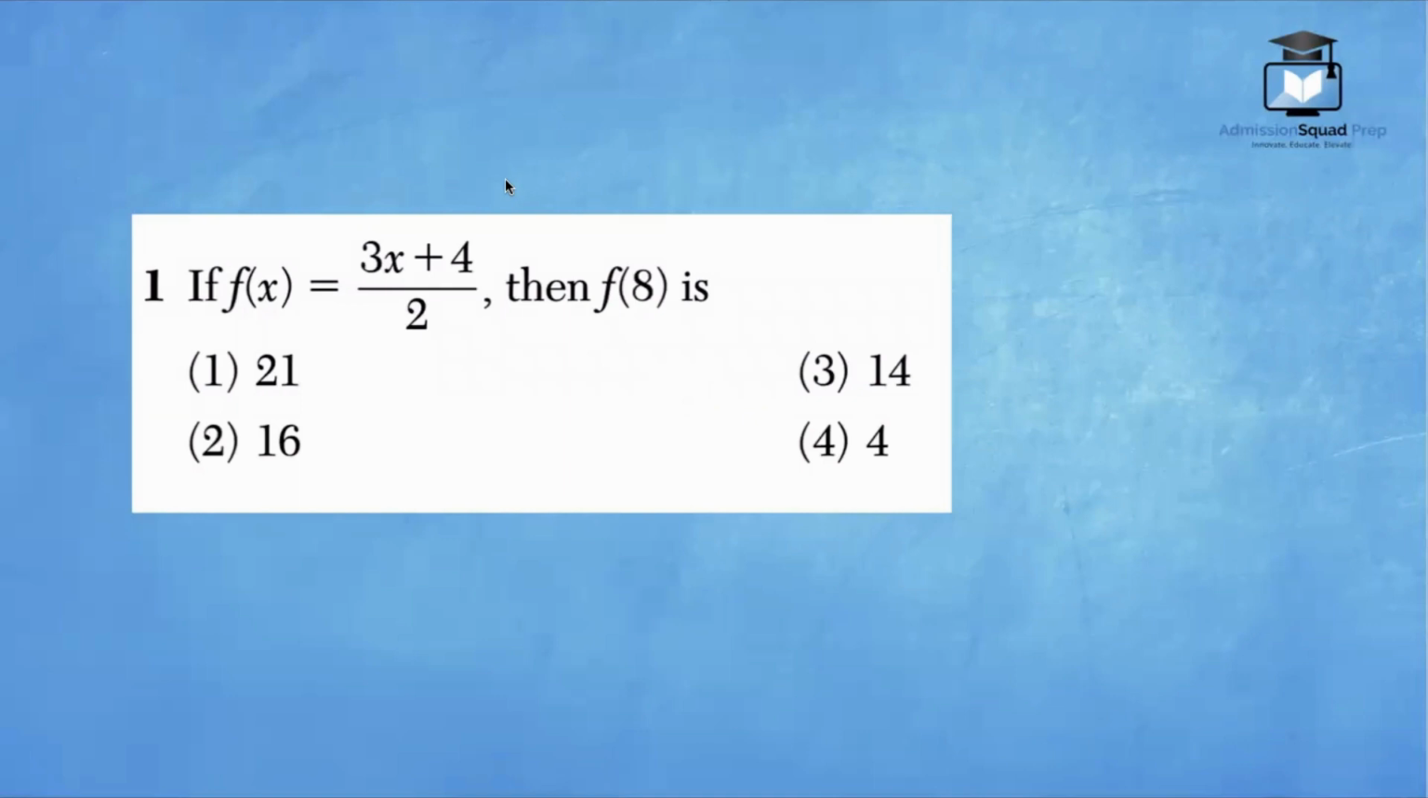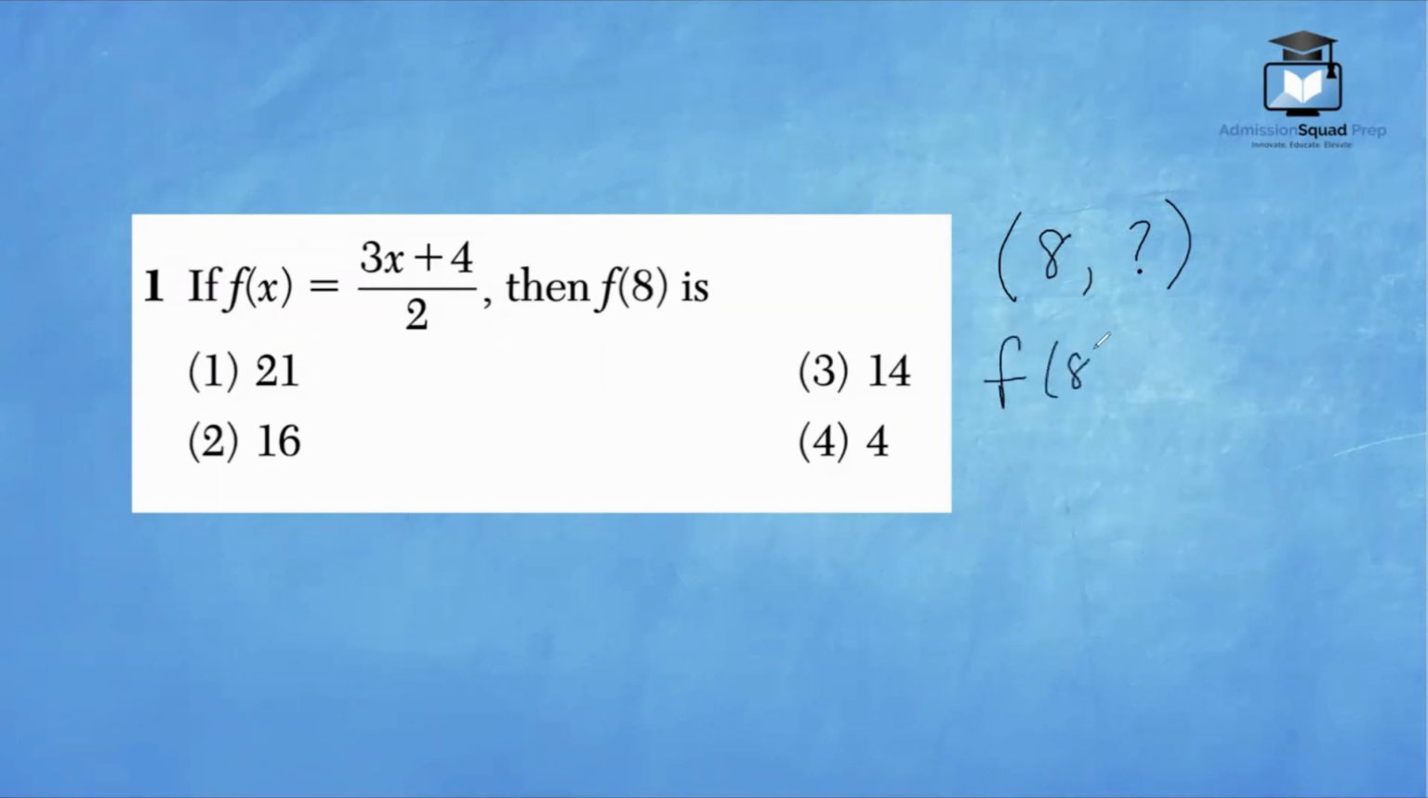For question number 1, it states if f of x equals (3x plus 4) divided by 2, then f of 8 is. So essentially, we are evaluating what is the value of y when x equals 8. So we will replace x with 8 so that we can understand and calculate what the output value is.